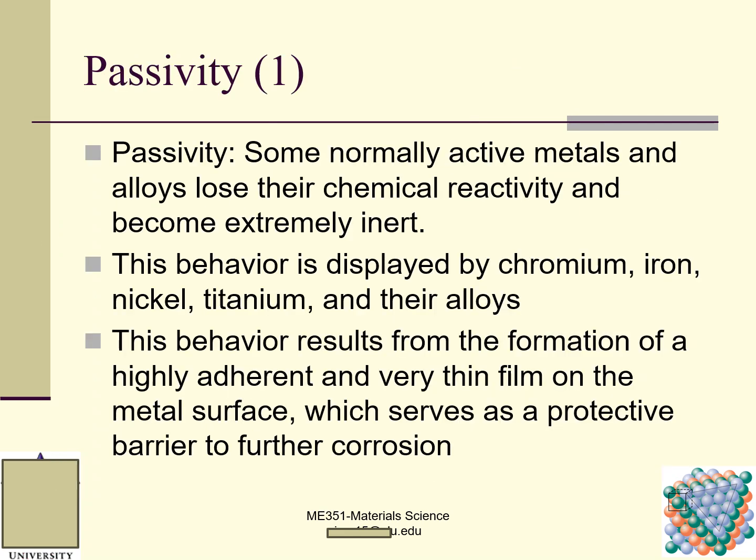Then we talk about passivity. What is passivity? Passivity means some normally active metals and alloys lose their chemical reactivity and become extremely inert. This is how we define passivity. This behavior is displayed by chromium, iron, nickel, titanium, and their alloys. This behavior results from the formation of a highly adherent and very thin film on the metal surface, which serves as a protective barrier to further corrosion.